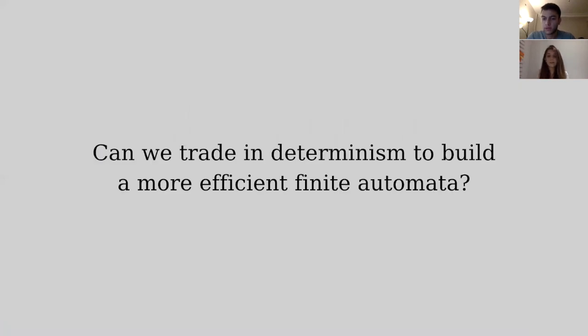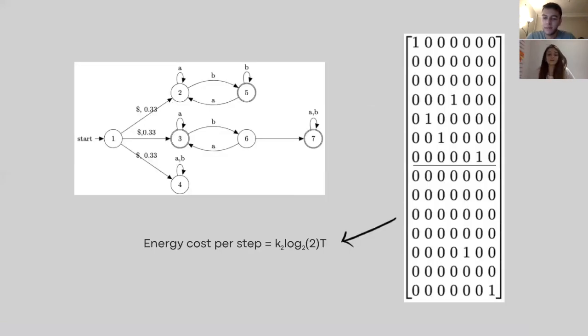What if we don't force our QFA to be zero error? Can we trade in determinism to build a more efficient finite automata? We constructed a QFA derived from this probabilistic finite automata shown here. You can verify by following the execution of this machine that it recognizes our language with an error of 1/3. Each superoperator for this finite automata has at most 2 auxiliary states, which corresponds to a decrease in energy cost per step. So we showed that a more efficient finite automata can be achieved by allowing some error.